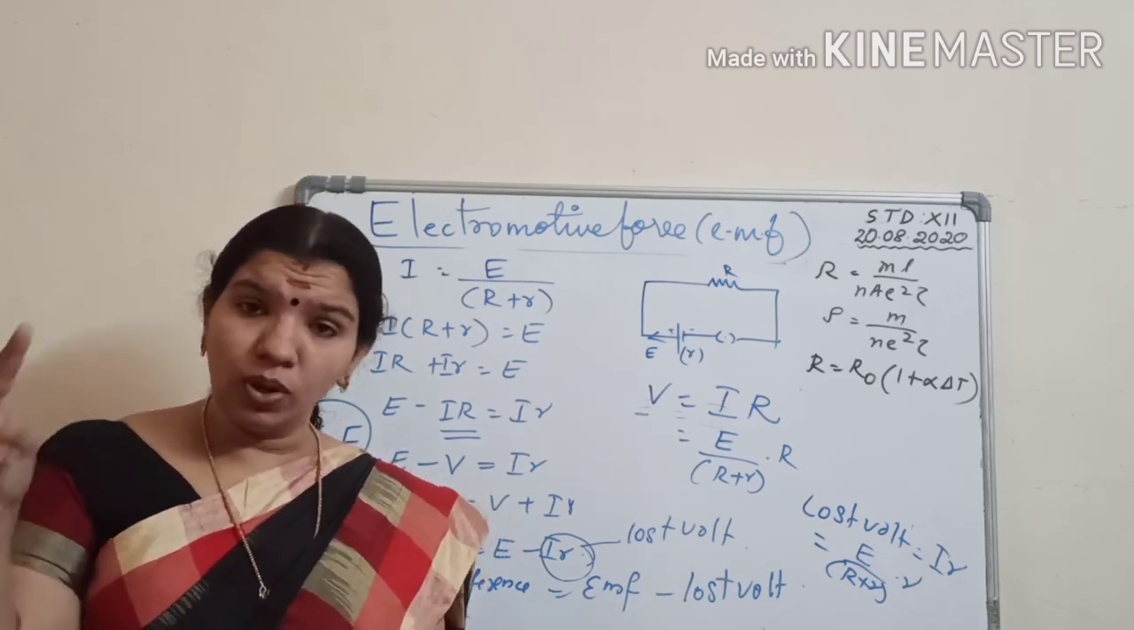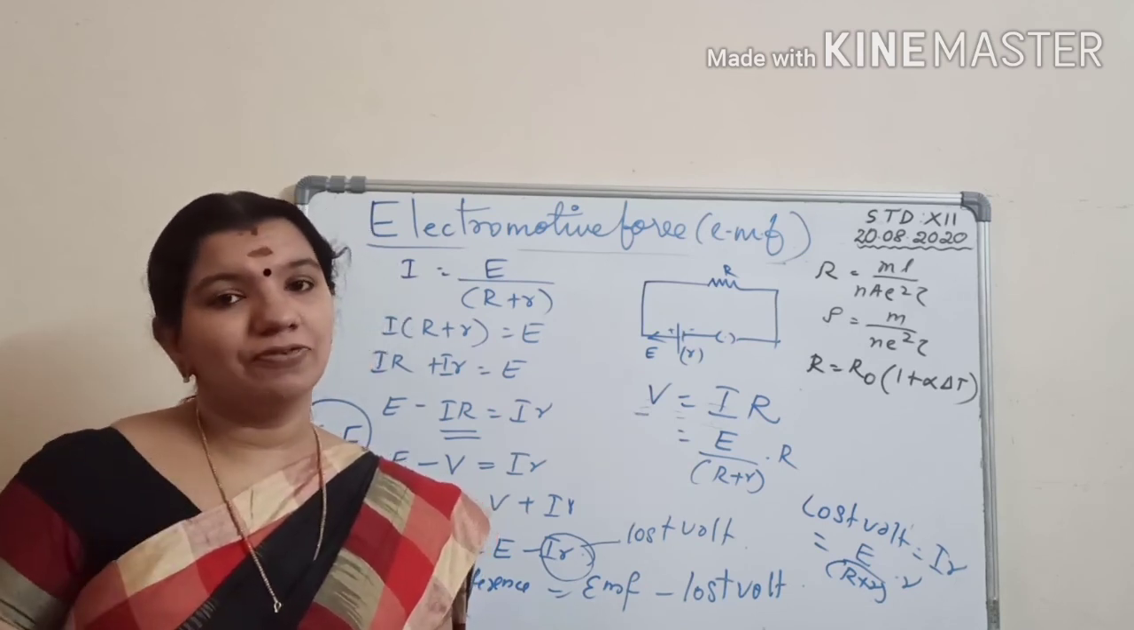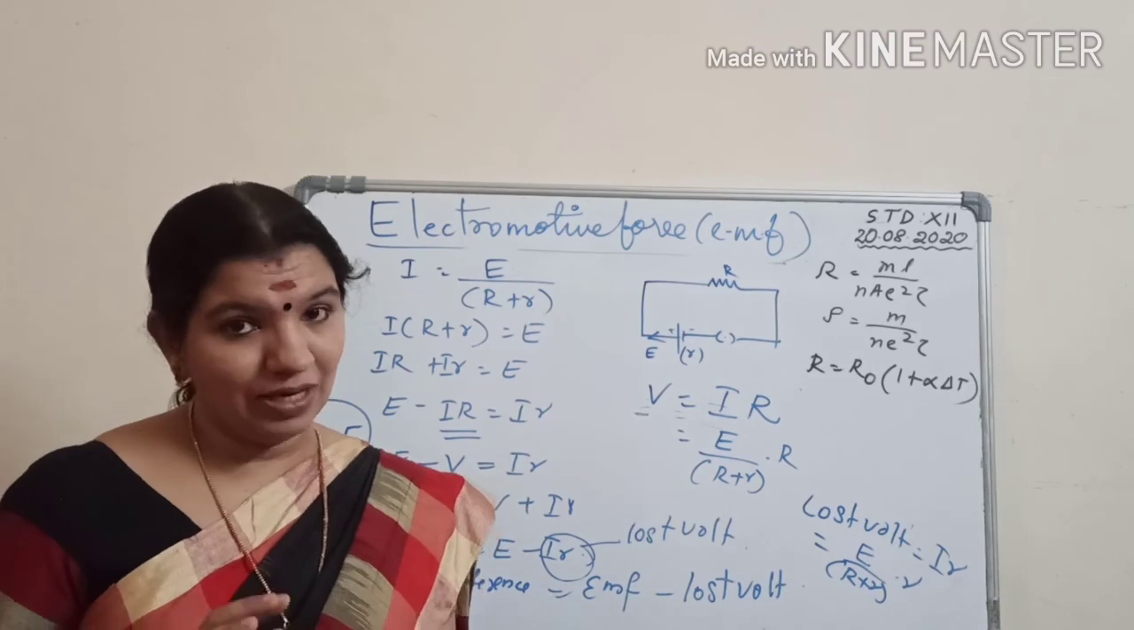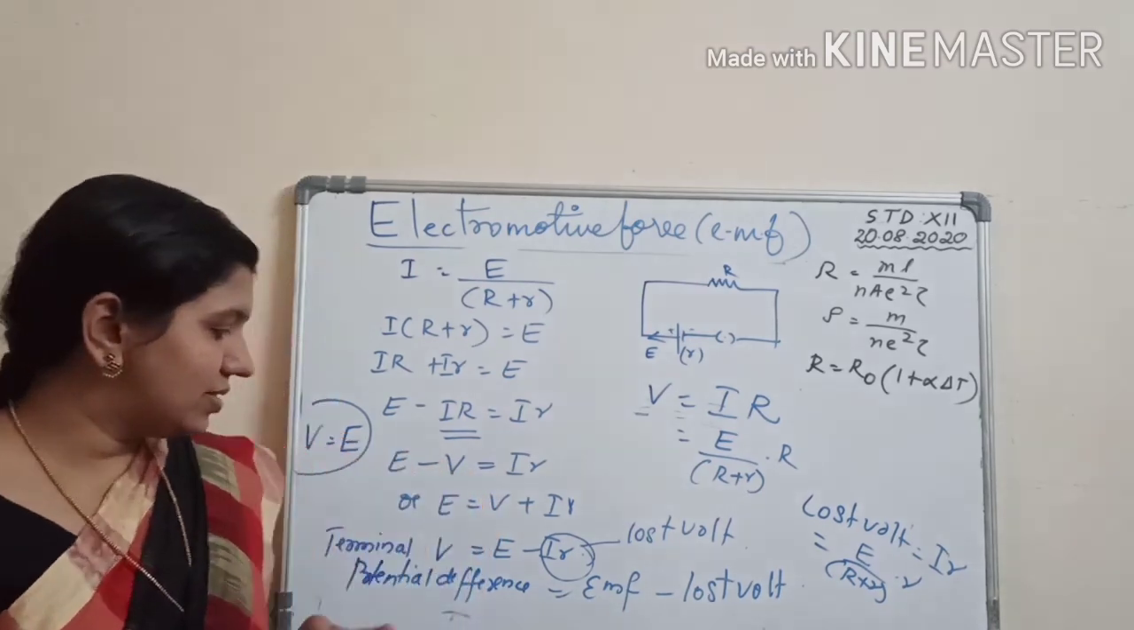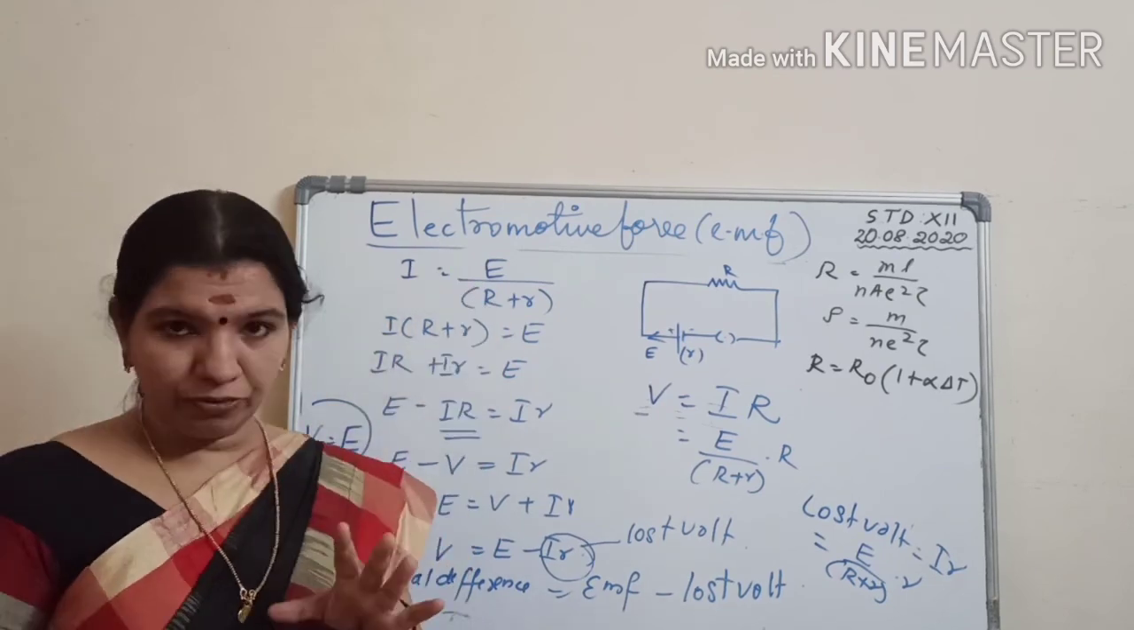That is when there is no current in the circuit, when it is an open circuit, we can say that the value of E and the value of V are the same. V is equal to E. So such questions can also be asked here. Understand? So I think it is clear for you.